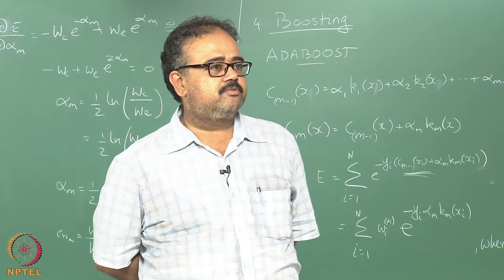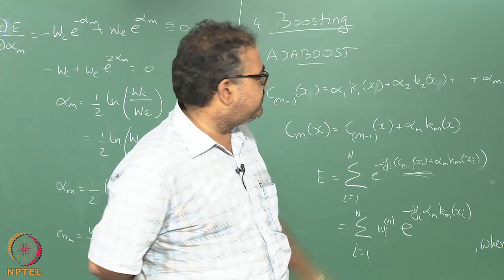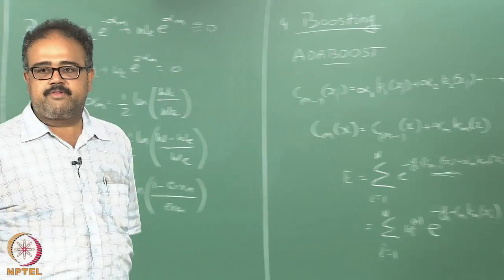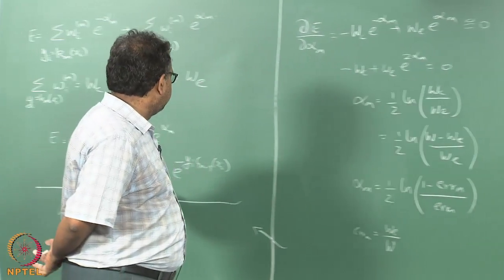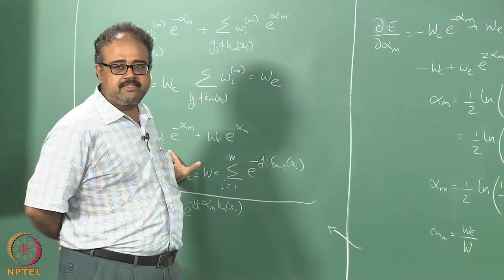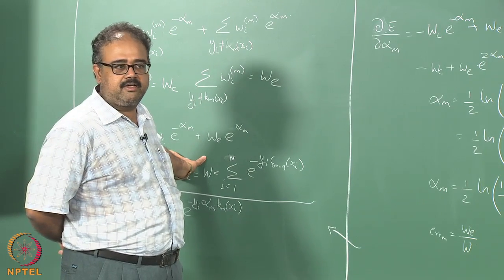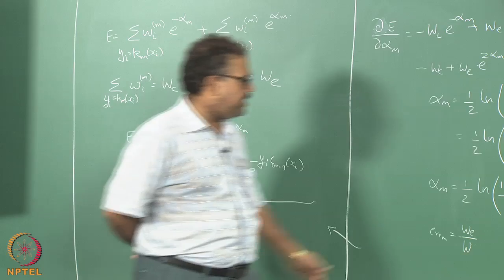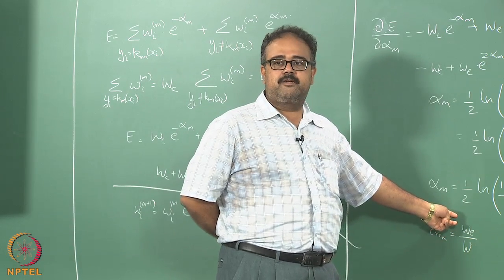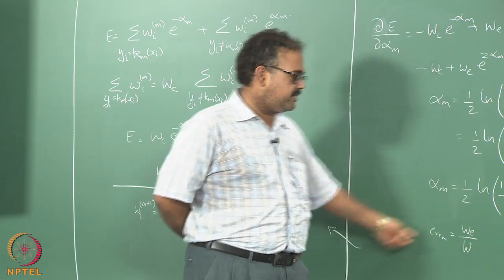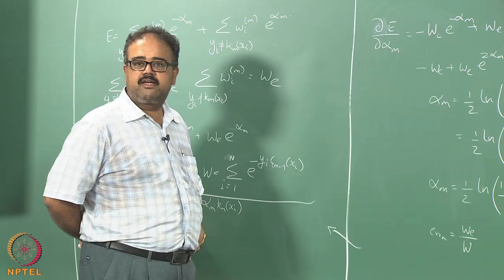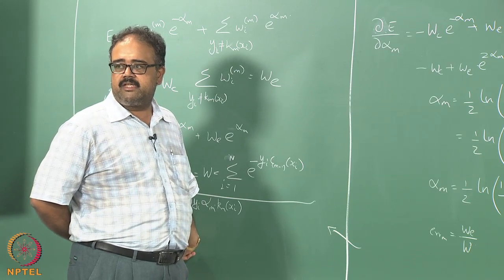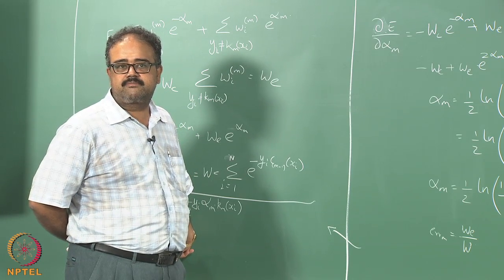So, the reason AdaBoost is so popular is because it yields very simple updates. If you think about it, all the computation you do is: you find a classifier that minimizes this weighted error, then you compute this alpha m, and then you go back and change the weights. And then repeat until you are happy with the performance of the total classifier.